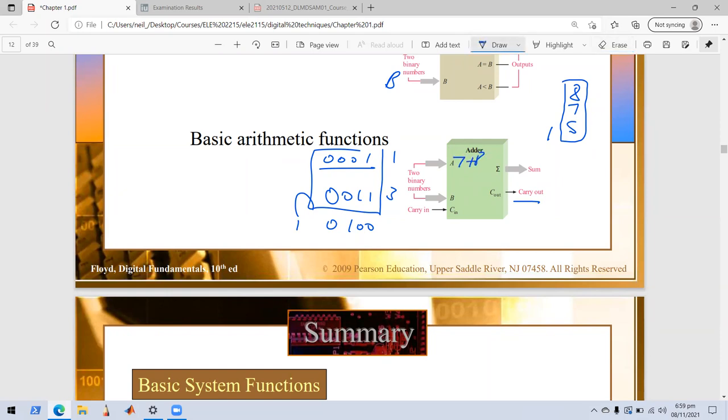7 plus 8, right? The 5 would come out here and the 1 would come out here, so you would see 15. This 1 here would be considered the 10s, and this 5 here would be considered the 1s. Of course, we'll go over the binary number system, and as we start building adders, this is going to make more sense.